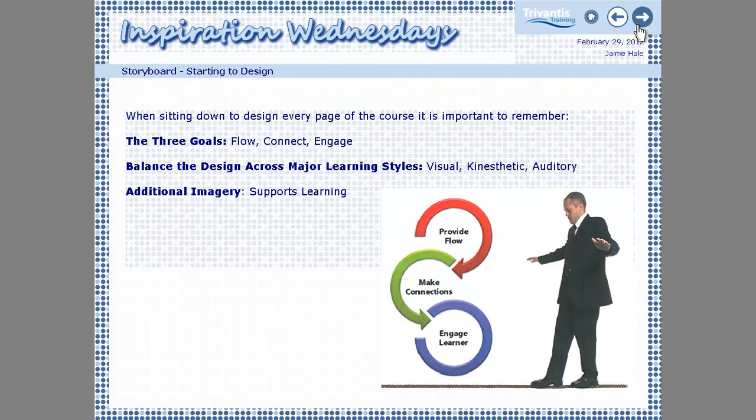The first one is the 3 goals. You want to make sure that your course flows, connects, and engages with your audience. You also want to balance the design across major learning styles: visual, kinesthetic, and auditory. You don't want to overwhelm or underwhelm your audience by focusing on only one major learning style. And the last one, additional imagery. Imagery should support the learning, not distract from it.